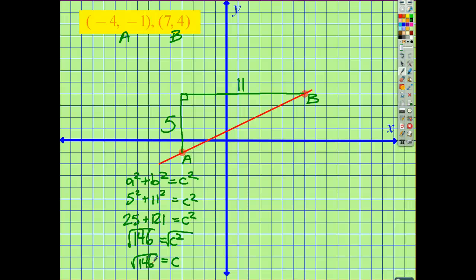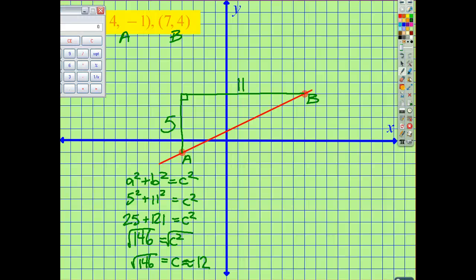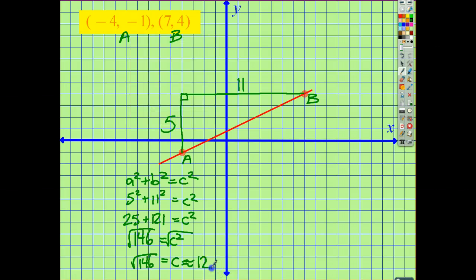So we get c is equal to radical 146, and if we had to estimate, this will be about 12. Okay? In fact, let's type it into the calculator real quick. Let me get a calculator up. We'll take the square root of 146. All right, 12.08, so we'll do 12.1 units. And there you have it. So the distance from A to B is about 12.1 units.